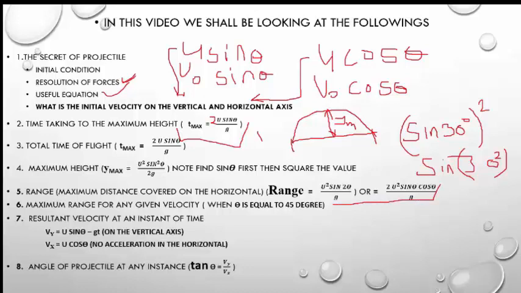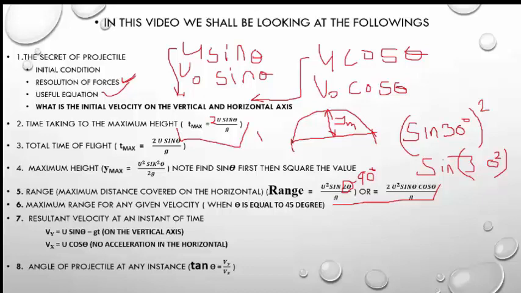Then the maximum range for any given velocity will happen when the whole of this expression is equal to 90. And when will this expression be equal to 90? It is when theta itself is equal to 45 degrees. So we can have our maximum range when theta is equal to 45 degrees.